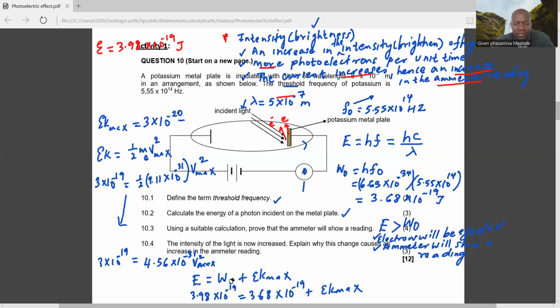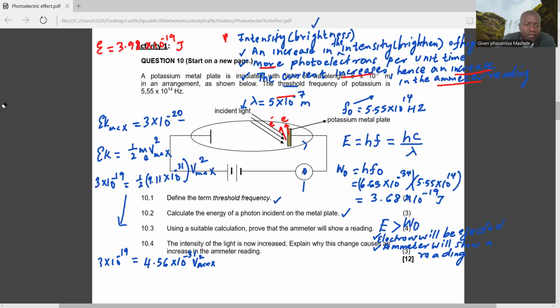So let's make v max squared the subject of the formula. We divide both sides by 4.56 times 10 to the power negative 31. So v max squared would be 3 times 10 to the power negative 19 divided by 4.56 times 10 to the power negative 31. This gives us v max squared of 6.58 times 10 to the power 10.